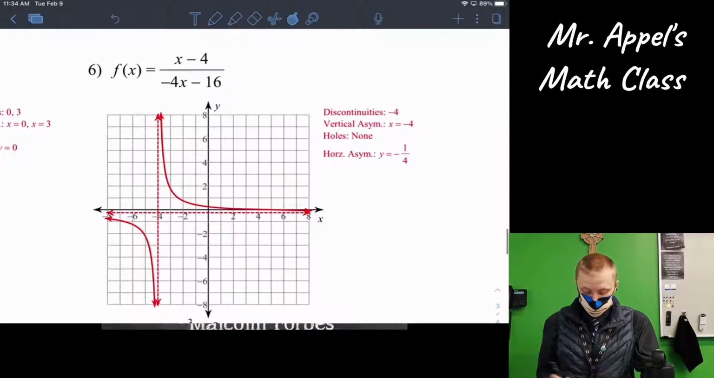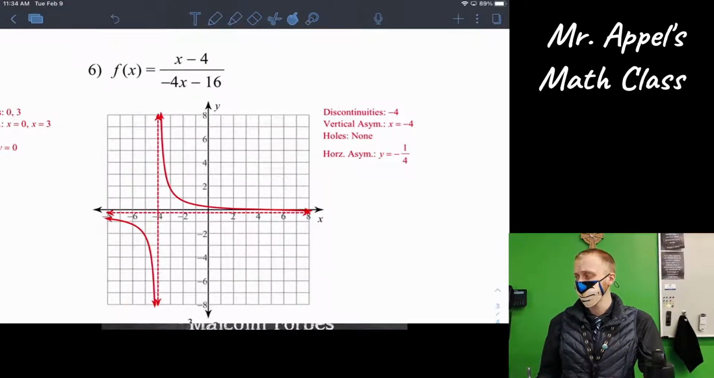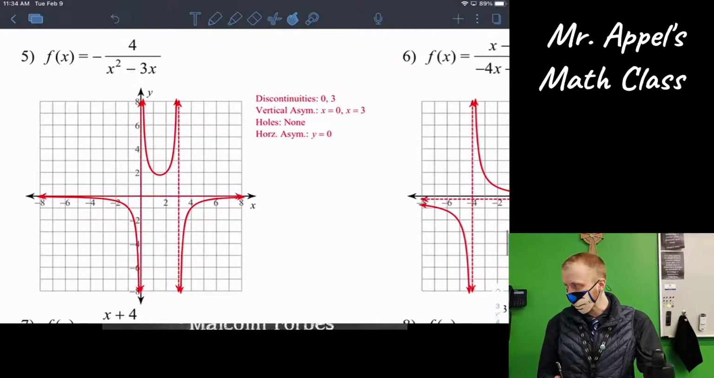This one here, only one vertical asymptote. Explain 5's graph a little bit more? Sure.